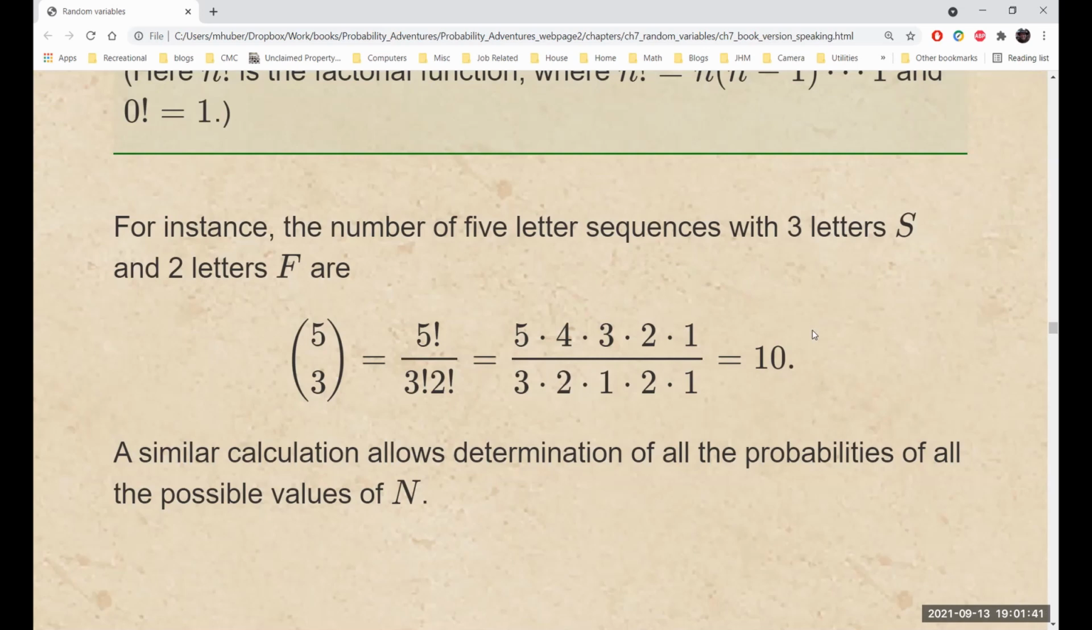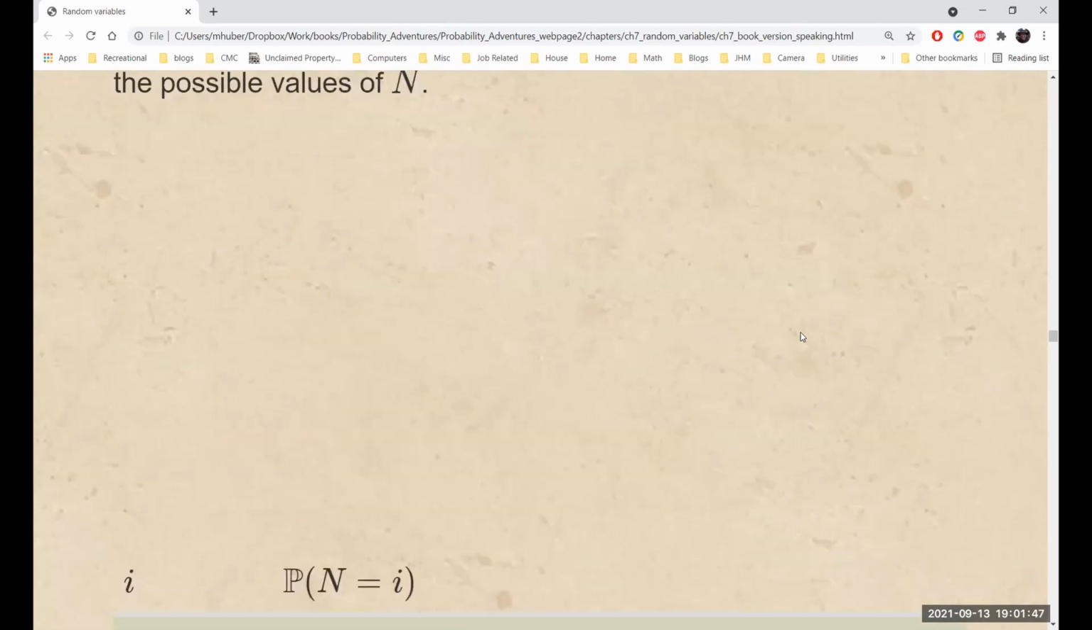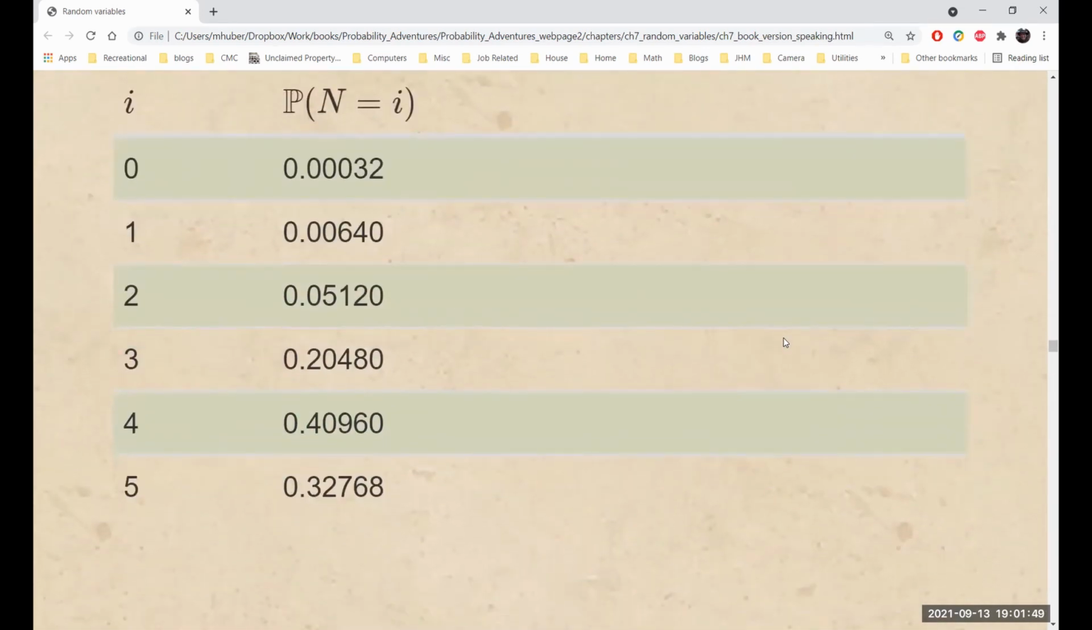So similarly, we can find 5 choose 4, 5 choose 5, 5 choose 2, 5 choose 1, 5 choose 0. And when we do that, that's going to give us the following table of probabilities. Now, the probability that n equals 4, we already calculated to be 0.4096, but we can calculate all the other probabilities as well. From the fact that I talked about earlier, that's enough to tell us the distribution of the random variable n.